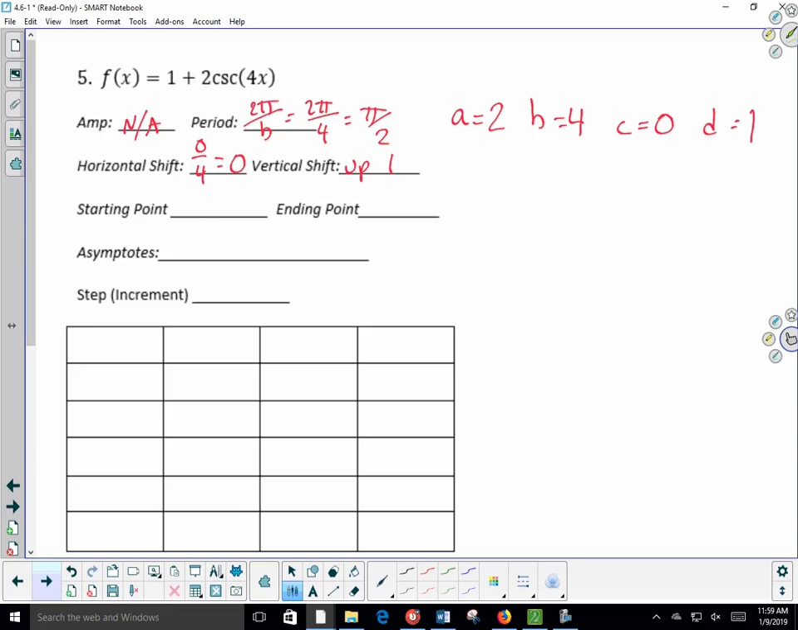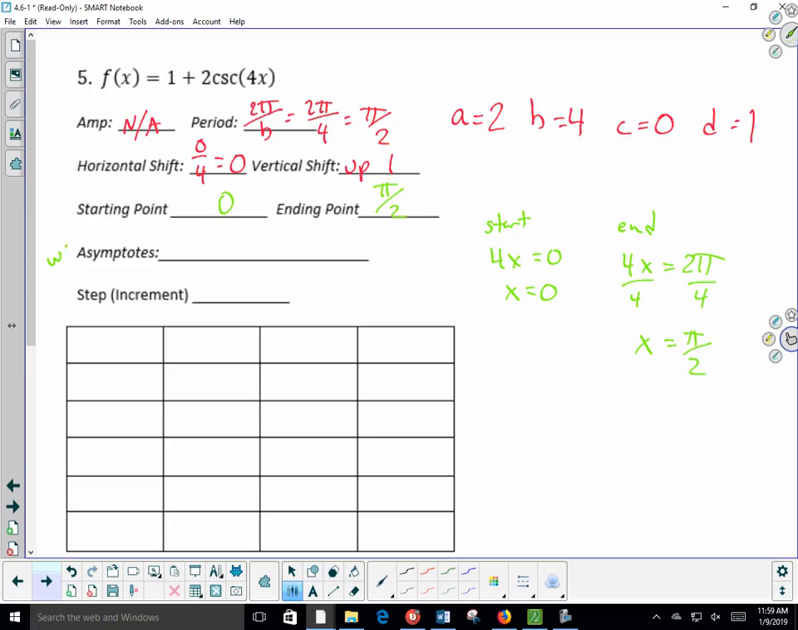Starting point is still going to be bx minus c equals 0. So from the start, we're doing 4x equals 0, which is x equals 0. So starting point is 0. Ending point is going to be 4x equals 2 pi. So if I divide both sides by 4, I get x equals pi over 2. So that's my ending point there. Again, if I'm going fast, you're going to pause this video so you can catch up with me.